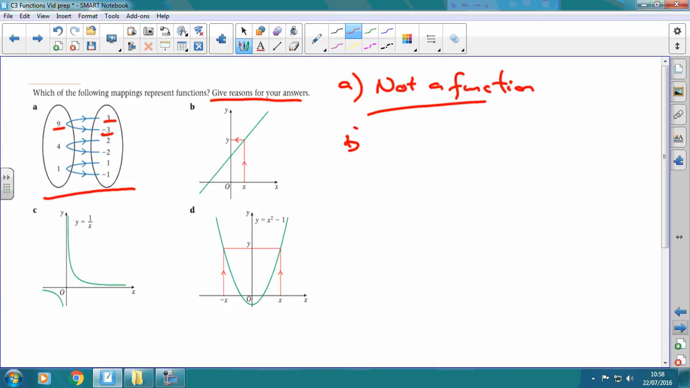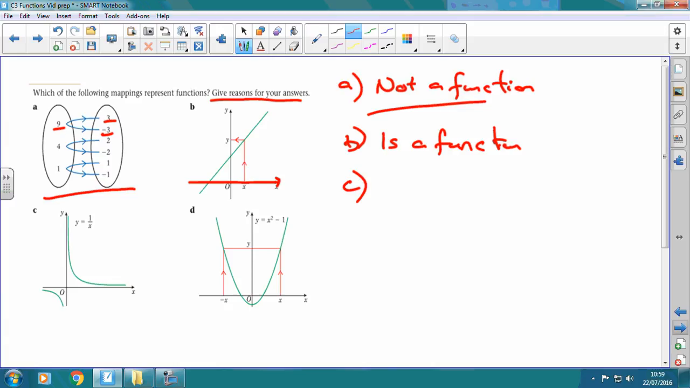Okay, so let's have a look at B. So the domain is our values of x, and every value of x maps to a value of y, so therefore, yeah, it is a function. So it is a function because every element in the domain maps to exactly one element in the range.